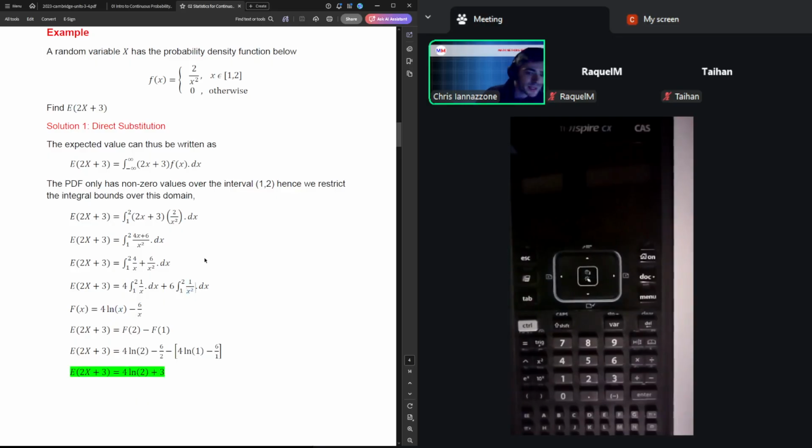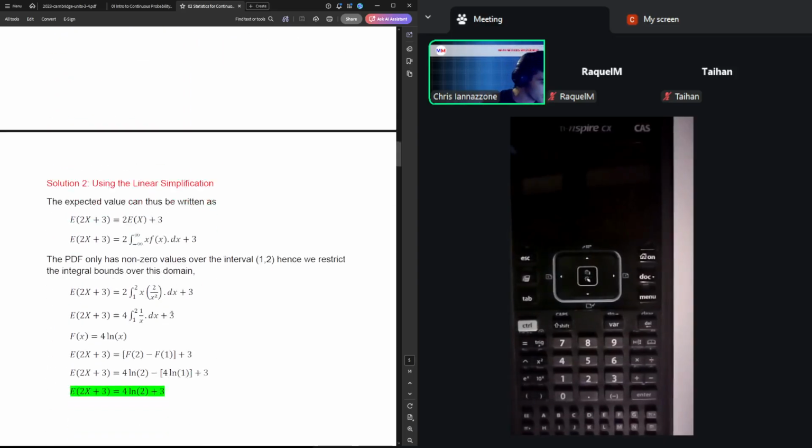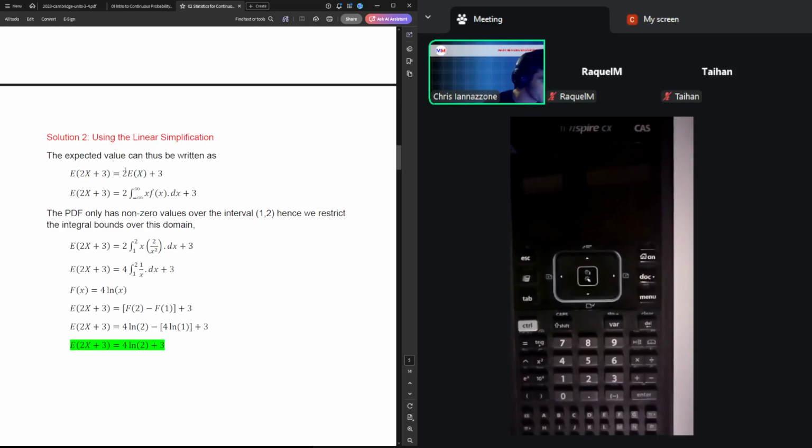You would probably want to rewrite that as x to the power of -2 to get a better idea of what the rule would be for anti-diffing that. Then, once you have your capital F of x, just like before, you're just subbing in the integral bounds. Alternatively, if you want to use the linear simplification, you just find your E of x as normal by doing x times f of x, evaluate that until you get to the final stage where you're now distributing that multiplication of 2 through and adding 3 at the very end.